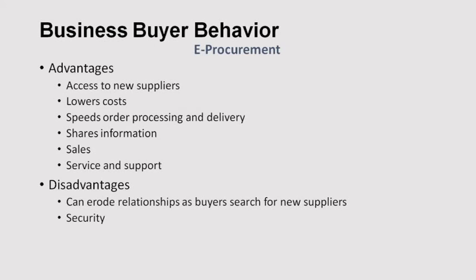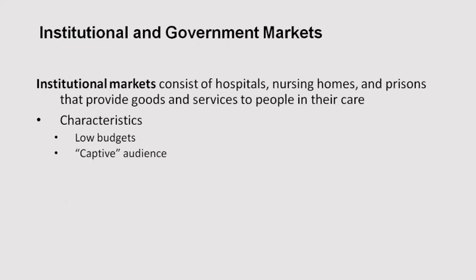So some of the disadvantages naman, class, no, it can erode relationships as buyers search for new suppliers. So yun na-establish na relationship between seller and buyer, madali siyang nawawala kasi marami ka na nakikitang available na suppliers. And of course, issue din dito is the security. Since this is electronic, online, so yung mga pag-access sa information, no, yung mga details na online, o pwede ding at stake yun. Okay? So, let's proceed now to institutional markets.